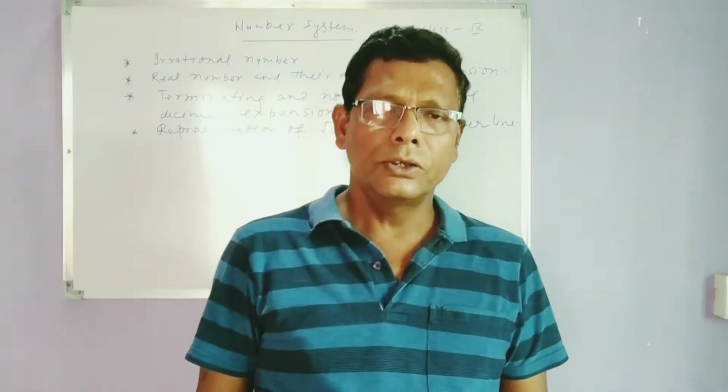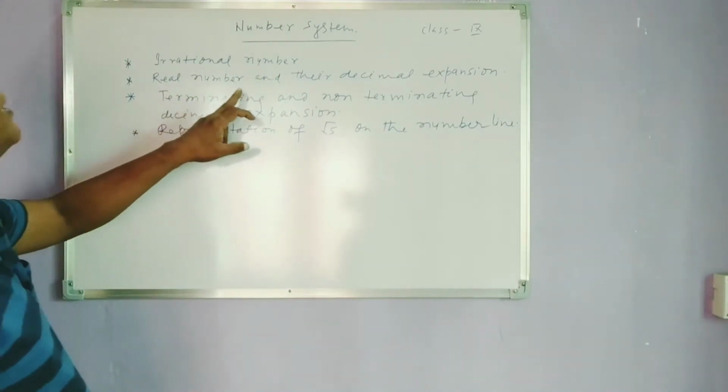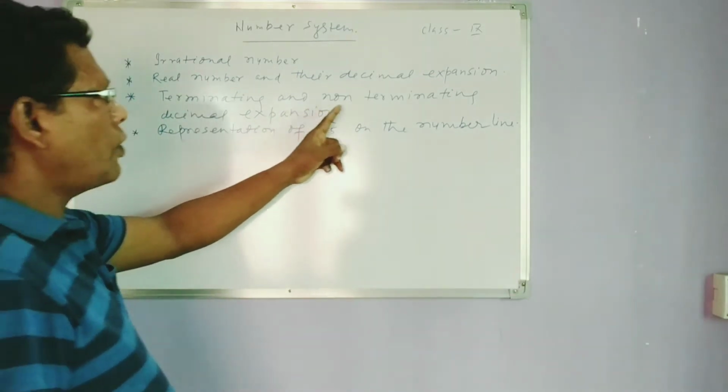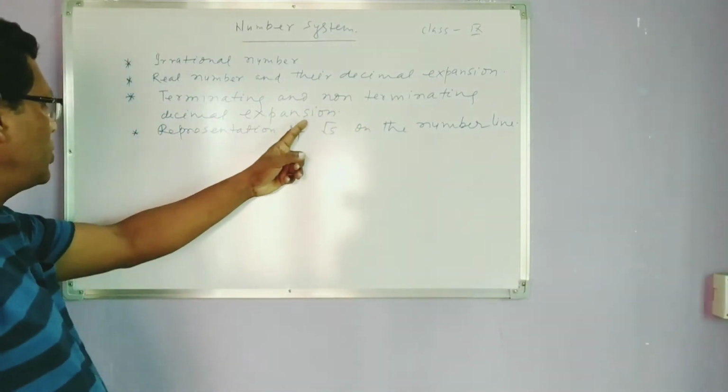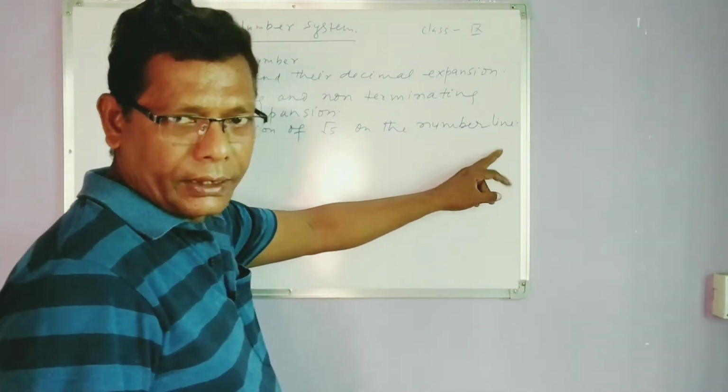Good morning students. Today I am going to discuss irrational numbers, real numbers and their decimal expansion, terminating and non-terminating decimal expansion, and representation of root 5 on the number line.